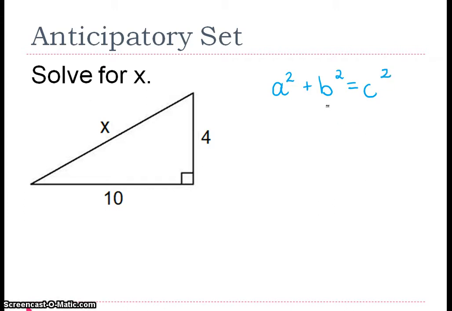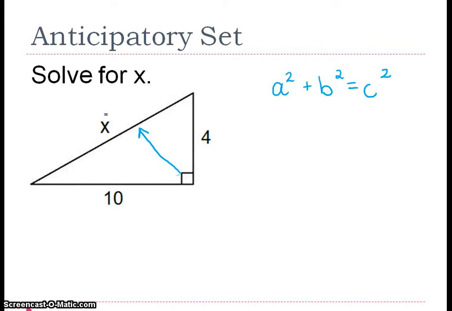All right, does this look familiar to anybody? A squared plus b squared equals c squared. This is called the Pythagorean theorem, and it's used to find missing sides of right triangles. These two right here, a squared and b squared, are what's called the legs. They're the two sides of the right triangle that make the right angle. And this side right here, c squared, is the hypotenuse. That's the side that is across from the right angle.